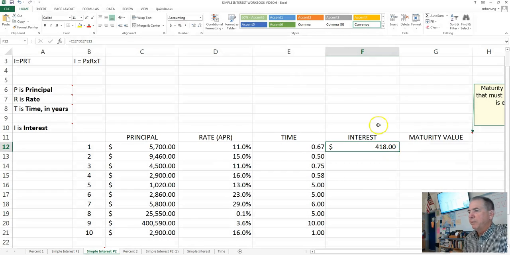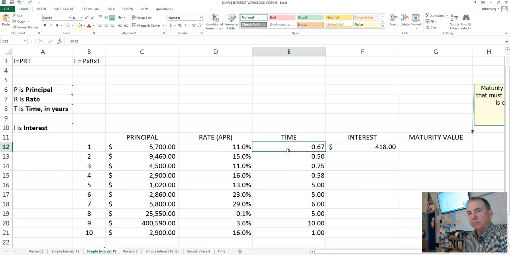$418. What does that mean? That means if you were to borrow $5,700 at a rate of 11% for 67/100ths of a year, you would have to pay back $418 in interest. This would be the price of borrowing this much money for this period of time.